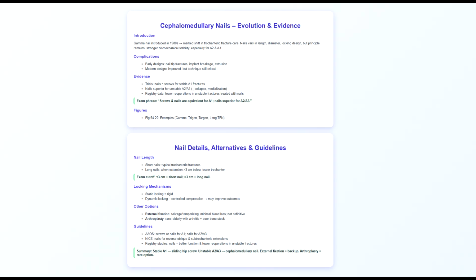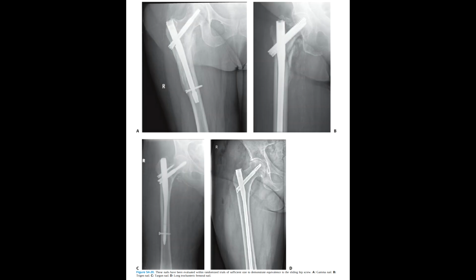For exams, this is a key phrase. Sliding hip screws and nails are equivalent for stable A1 fractures, but cephalomedullary nails are superior for unstable A2 and A3 fractures. Figures 54-20 illustrate the diversity of cephalomedullary nails.